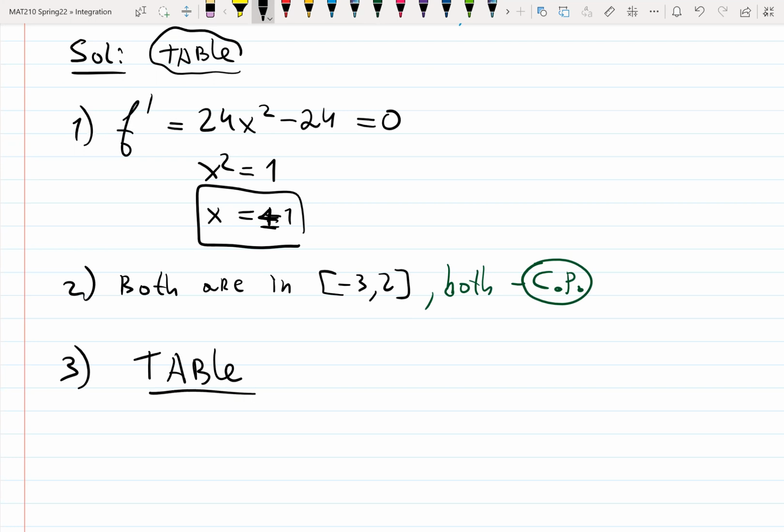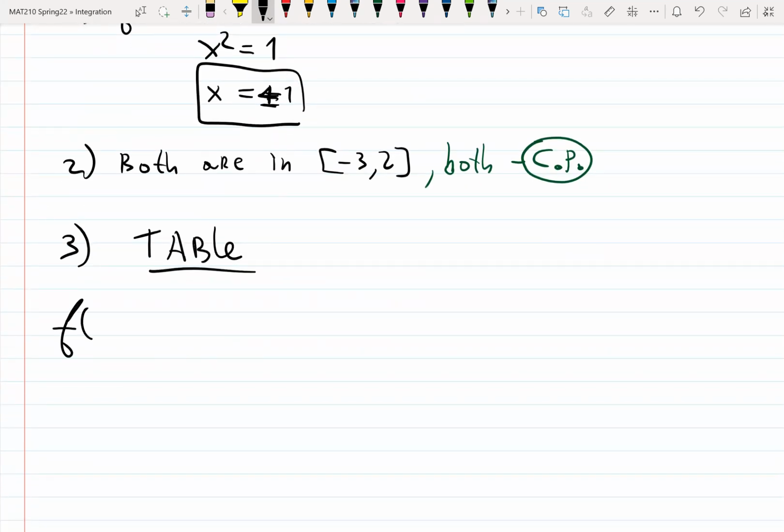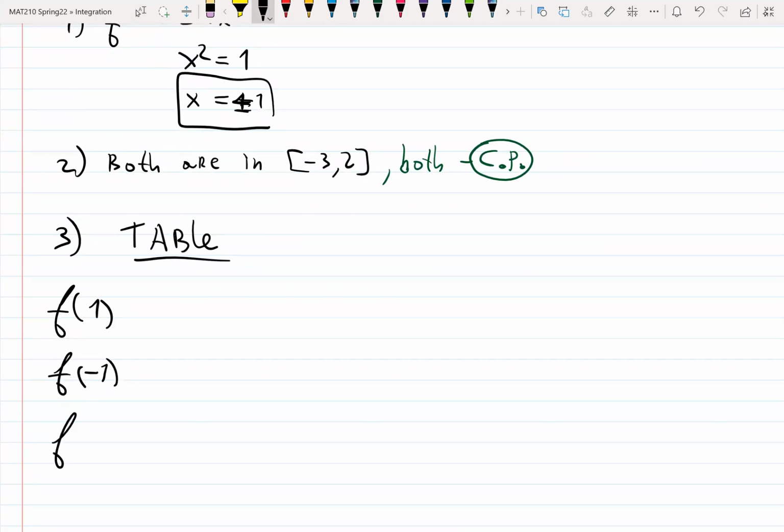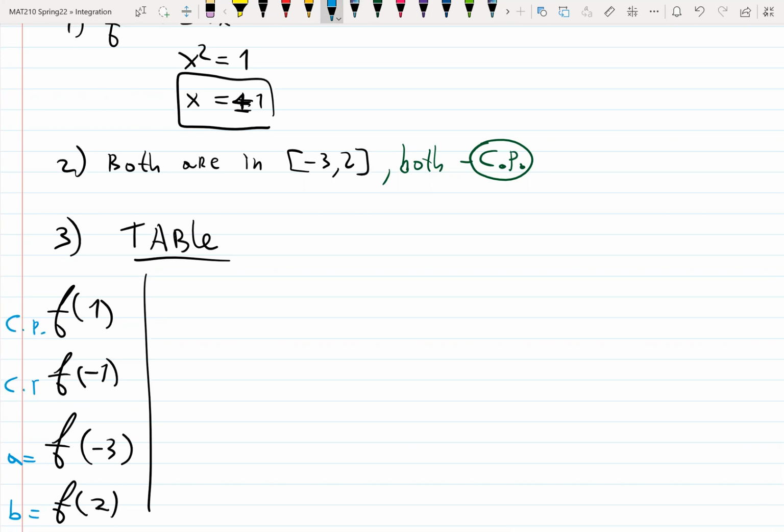Compare the values f of 1, f of minus 1. That is how high and how low the function gets at the critical points. And then compare how high and how low it gets at the end points. Remember that? That's it. Find the biggest one, find the smallest one. This is A, this is B, critical point, critical point. There's no other things to compare.